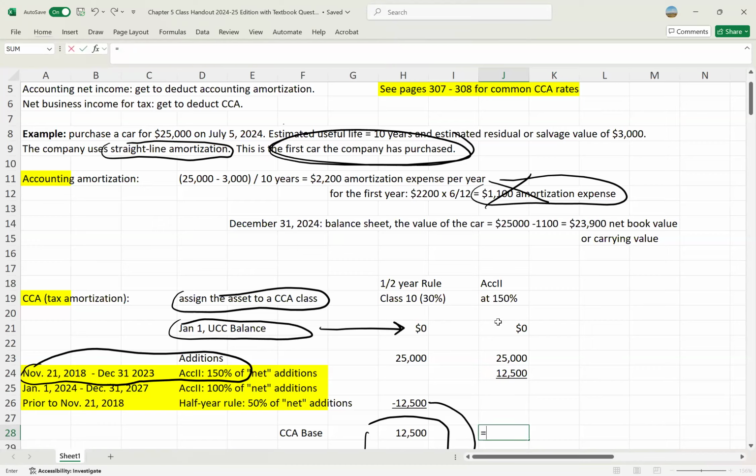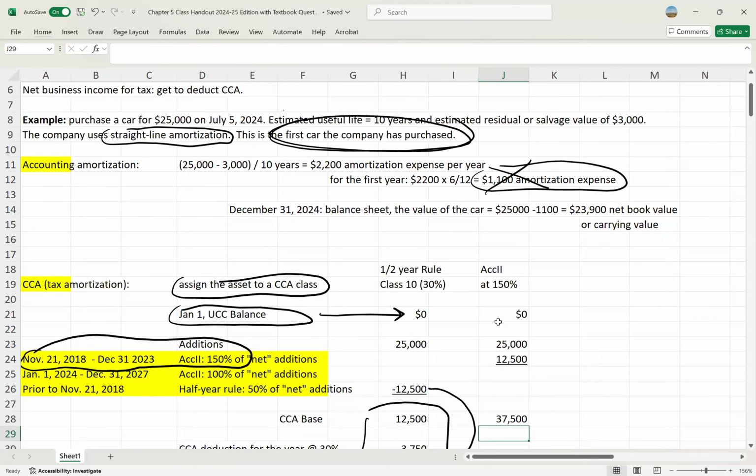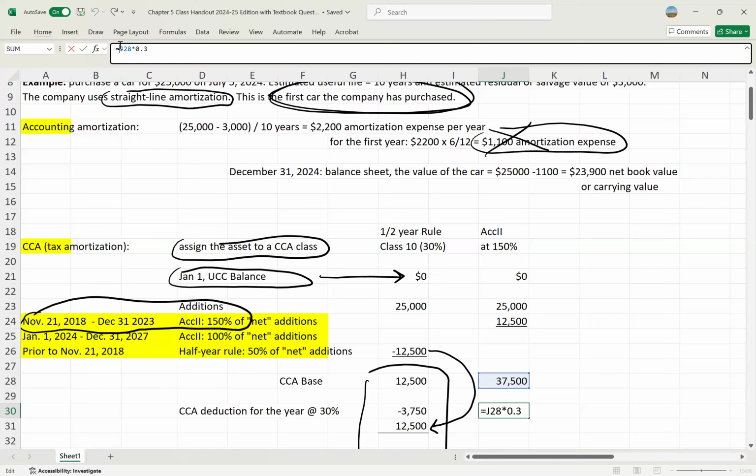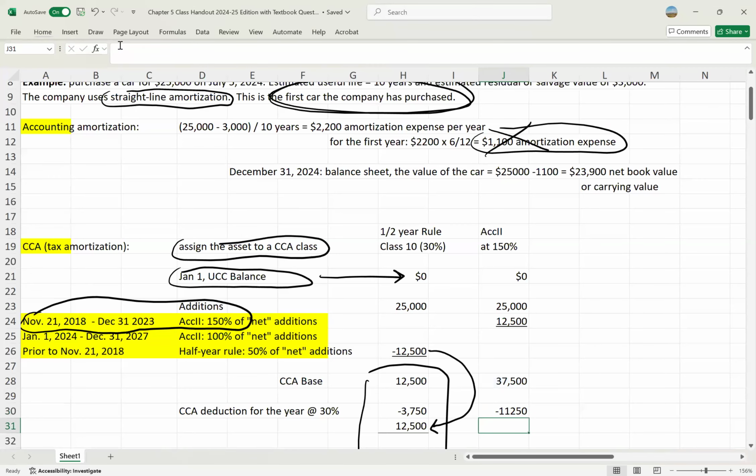So our CCA base is going to increase by 50%. We're going to take the original cost plus an additional 50%, and we get 37,500. The CCA is going to be based on 37,500 times 30%. And so the deduction that we get for this first year will now be 11,250.